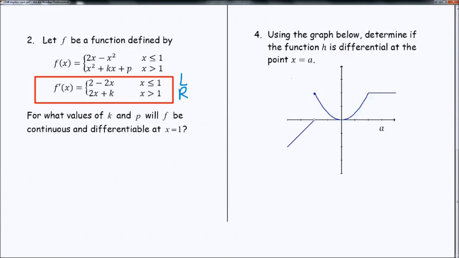So if I plug 1 into the left-handed side, I'm going to get 2 minus 2 times 1 is equal to 2 times 1 plus k. And if I was going to solve, let's go ahead and solve for k. That means 2 minus 2 is equal to 0.